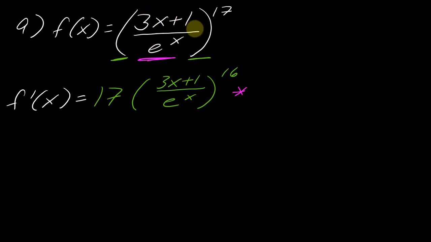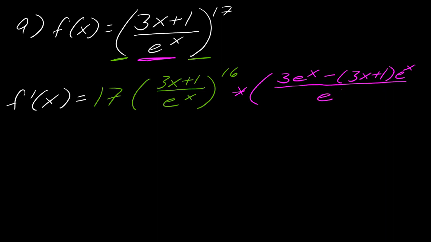And now I need to multiply that by the derivative of the inside function. So now we need the quotient rule here. To take the quotient rule, I take the derivative of the top function, which would just be 3, times the bottom function. Then I leave the top function alone, and I multiply it by the derivative of the bottom function, which will just be e to the x. And then I divide all of that by the bottom function squared. So there's all of your stuff.